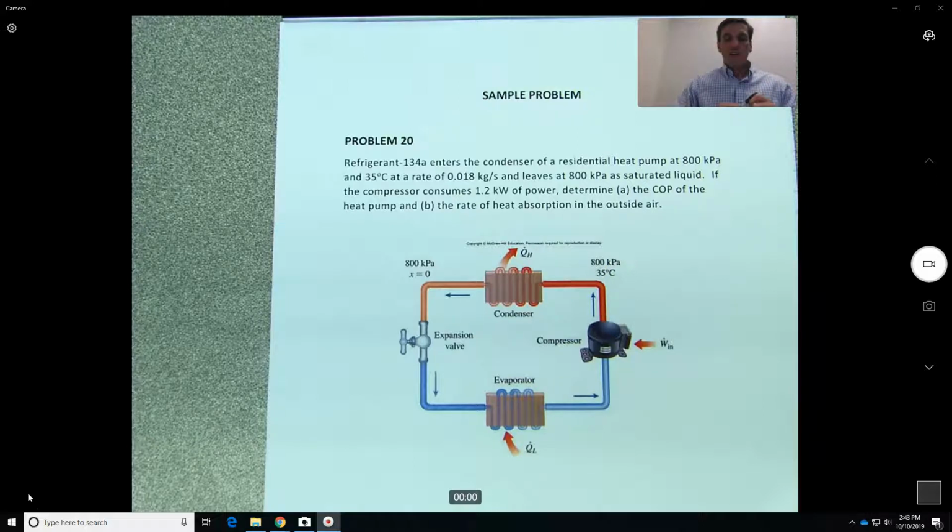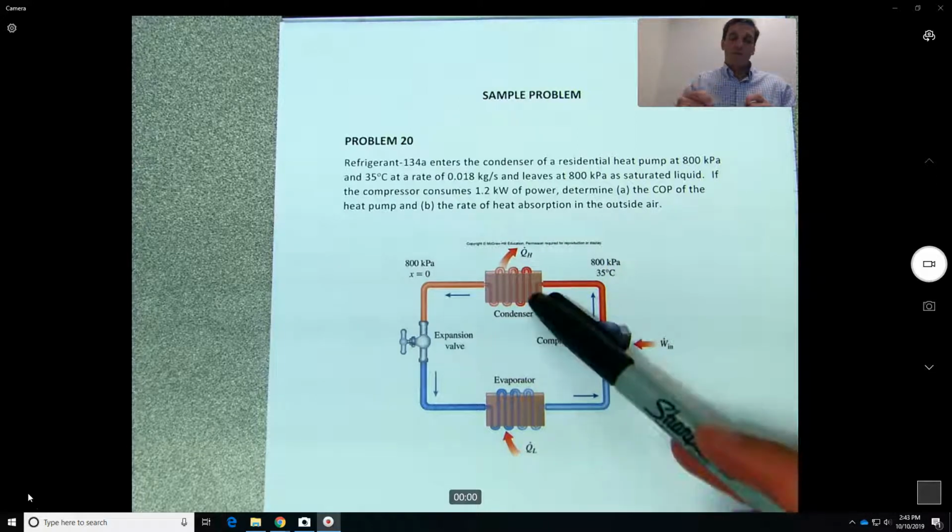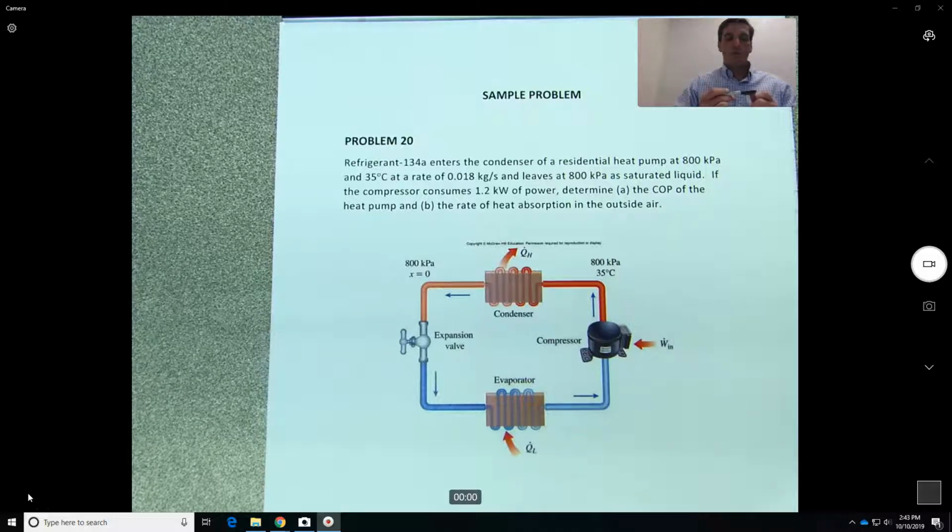It leaves at the same pressure. That's traditional because condensers and evaporators always work at constant pressure, and they tell you the liquid is at the state of saturated liquid. If the compressor consumes 1.2 kilowatts of power, determine the coefficient of performance of the heat pump and the rate of heat absorption from the outside air. So that will be Q sub L over here.